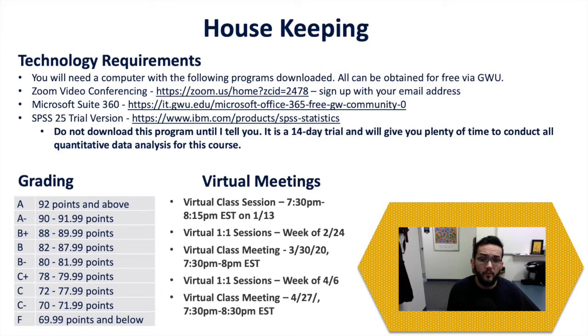You're going to need to download Microsoft 360, and you can get that for free, all the programs within the Microsoft 360 suite, for free through GW. So you'll just click on that link in the syllabus and go through those directions that GW provides in order to do that. And you also need to download SPSS 25, which is a trial version.